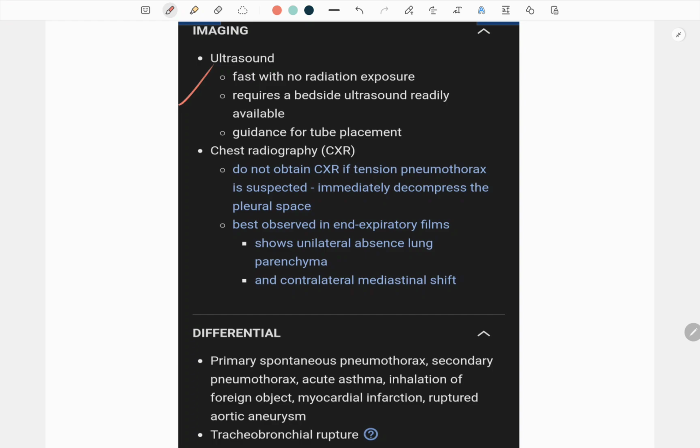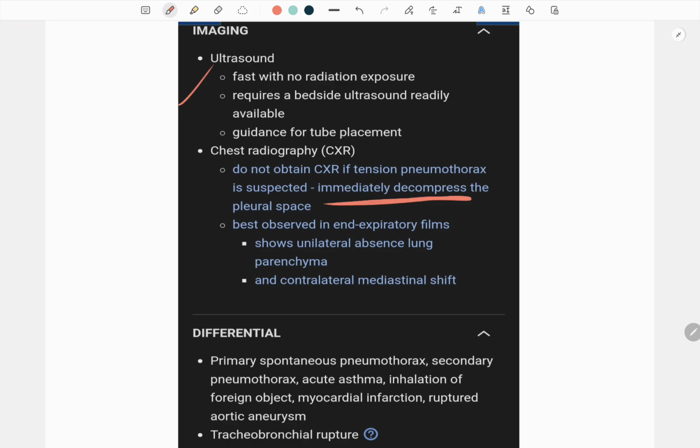Do not obtain a chest x-ray if tension pneumothorax is suspected. Why? Because we immediately have to decompress the pleural space, otherwise the patient could die. So immediate decompression is the first thing to do. Do not go for a chest x-ray if you think it is tension pneumothorax. So if you think it is tension pneumothorax, you don't need to go and confirm it with chest x-ray or ultrasound, anything. You just take a needle or any sharp object. Immediate decompression is the first thing you do.